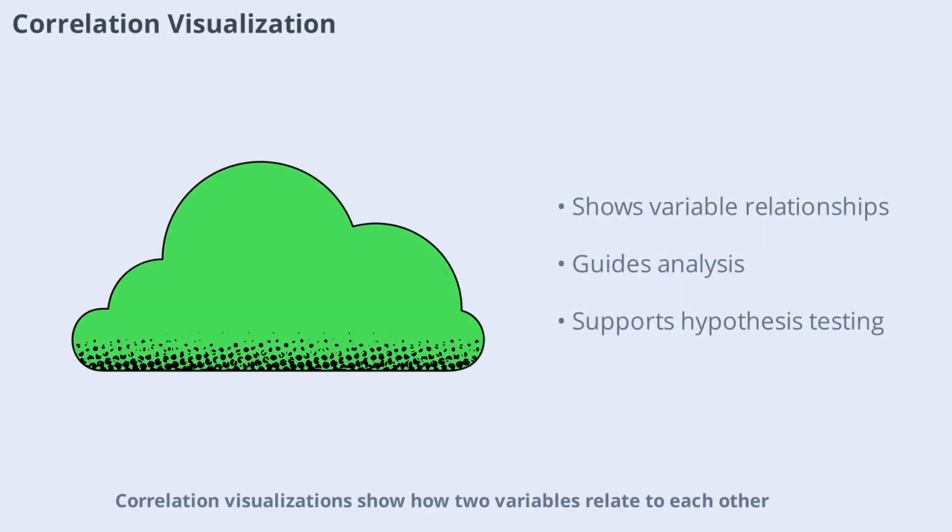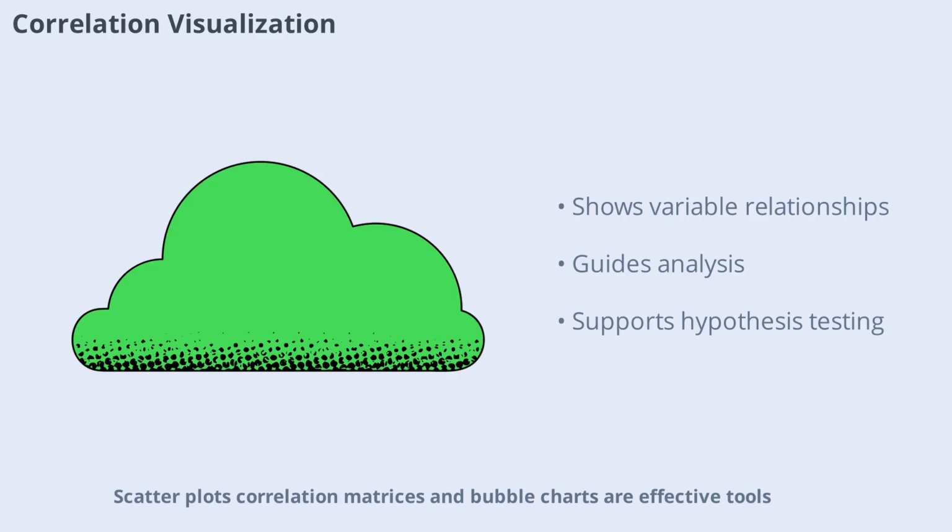Correlation visualizations show how two variables relate to each other. Scatter plots, correlation matrices, and bubble charts are effective tools. These visuals help you spot positive, negative, or no relationships, guiding further analysis and hypothesis testing.